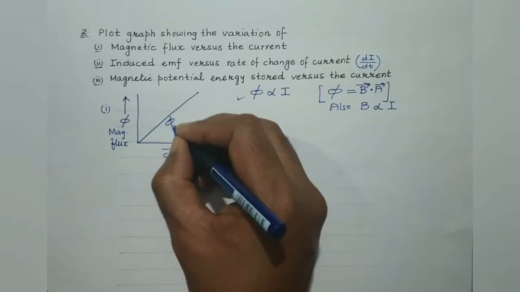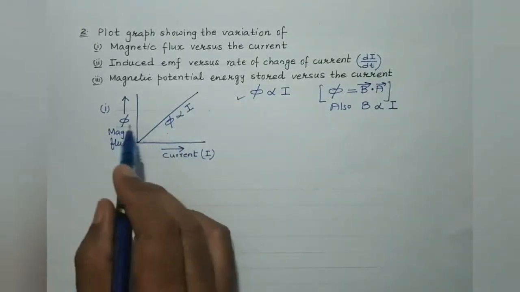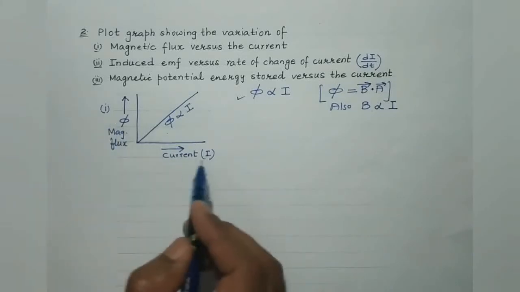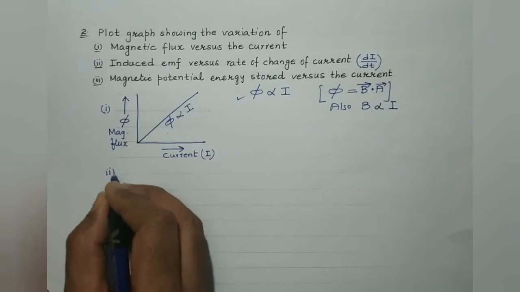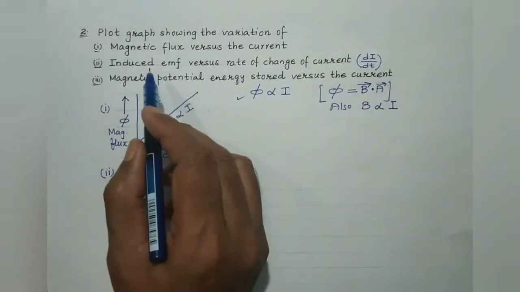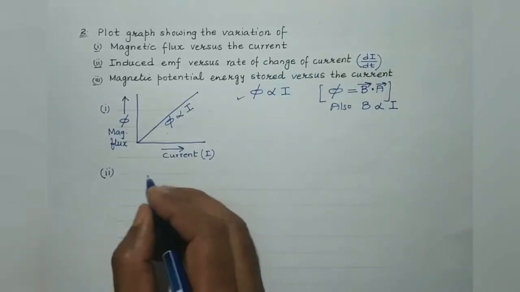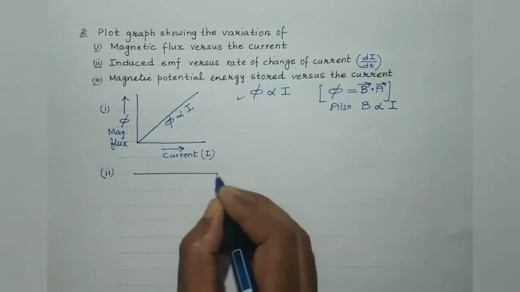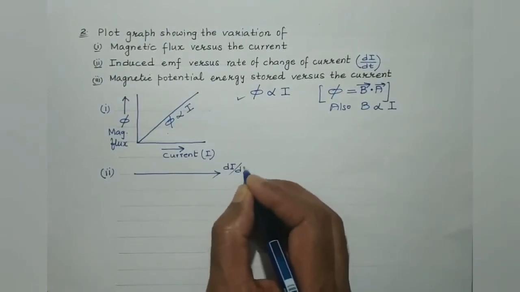So phi is proportional to I. So this is the graph which shows the variation of the magnetic flux with the current, right? Let's consider the second part. We are supposed to plot a graph between induced EMF versus the rate of change of current. Let us consider this to be the rate of change of current. This is represented by di by dt.